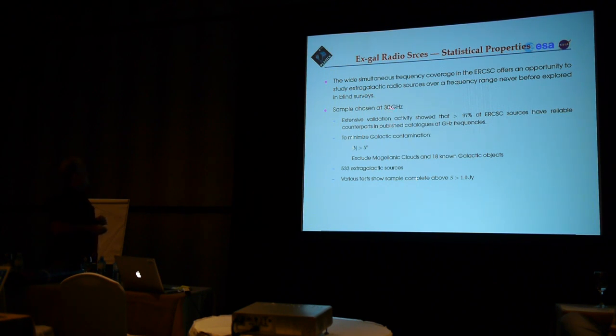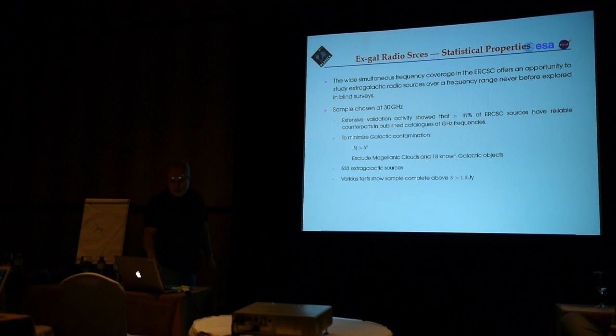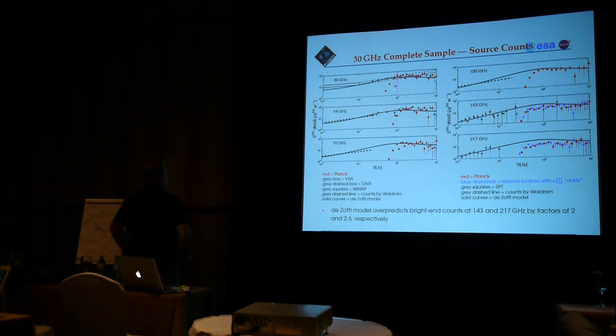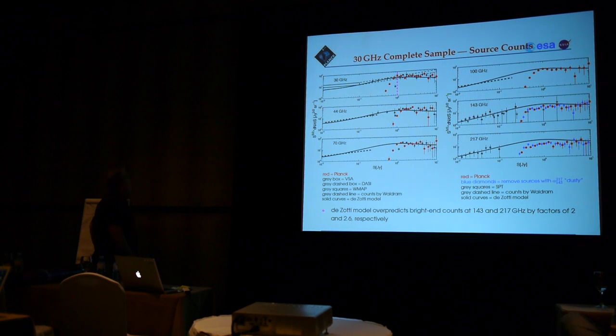So a sample was chosen at 30 gigahertz, with various conditions of rejection of possible galactic contamination, Magellanic Cloud and everything applied, reducing the sample to 533 extragalactic sources, which show completeness above 1 Jansky flux, and studied for confrontation with theoretical models. There are people like Gianfranco Bezzotti and others who build models of counts of radio sources. These are 6 plots of differential counts of radio sources as a function of flux from 30 to 217 gigahertz.